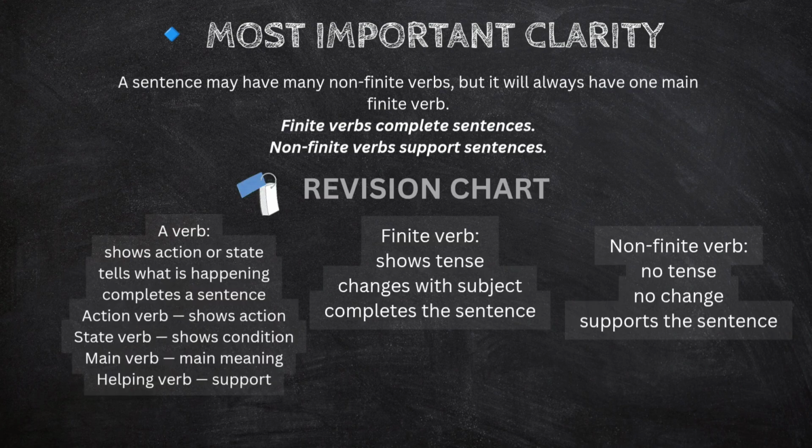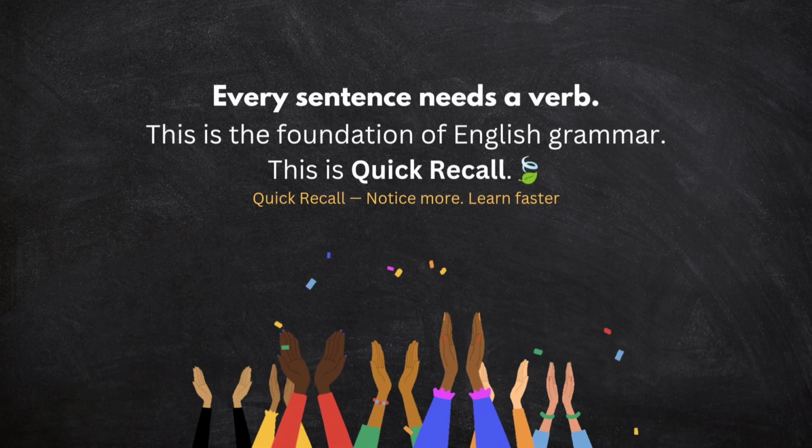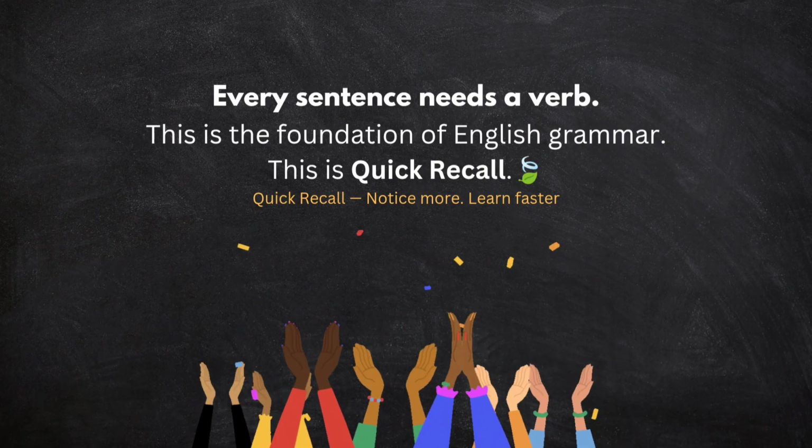Let's revise everything. A verb shows action or state, tells what is happening, completes a sentence. Action verb shows action. State verb shows condition. Main verb, main meaning. Helping verb, support. Finite verb shows tense, changes with subject, completes the sentence. Non-finite verb, no tense, no change, supports the sentence. Different names, one core idea. Every sentence needs a verb. This is the foundation of English grammar. This is Quick Recall.